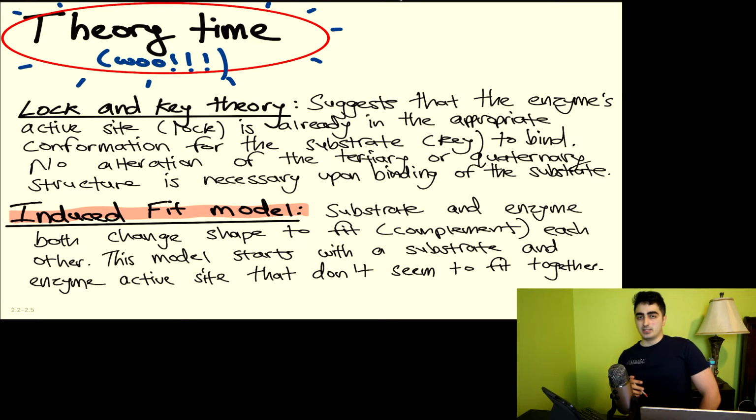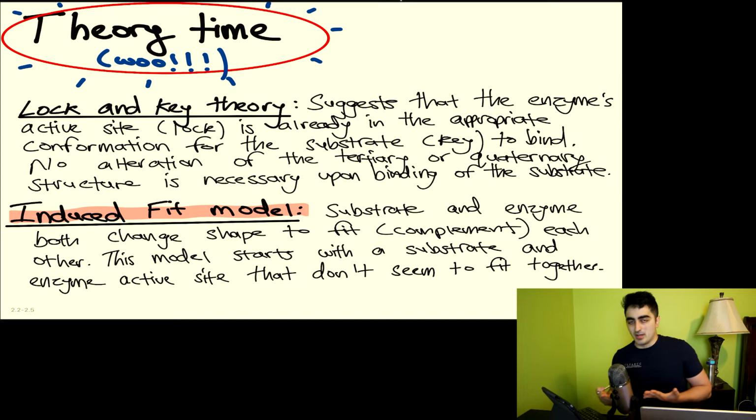Now, the lock and key theory is pretty much how it sounds. You got a lock and you got a key that fits exactly into the lock with the exact conformation that the lock is. So the lock and key theory suggests that the enzyme's active site, the lock, is already in the appropriate conformation for the substrate, which is the key, to bind. No alteration of the tertiary or quaternary structure is necessary upon binding of the substrate. So basically the key and the lock have a shape that comes together already. They don't need to really change their shapes to fit together. They're just already meant for each other. It's like happily ever after, love, whatever.